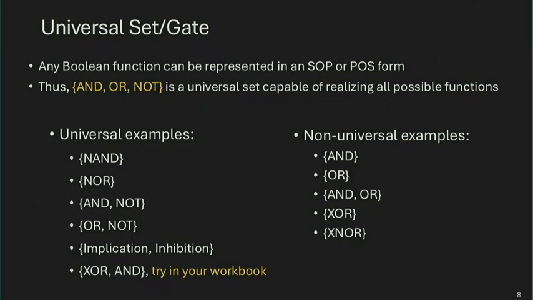And there are some other combinations or sets of gates that allow you to build AND, OR, and NOT. And therefore, those are also equivalent universal sets. The NAND gate by itself is a universal set, which means you can use only this one type of gate, the NAND gate, to build any Boolean function.